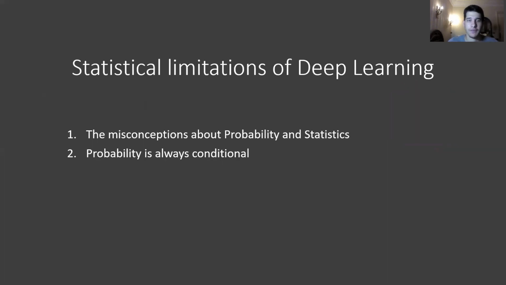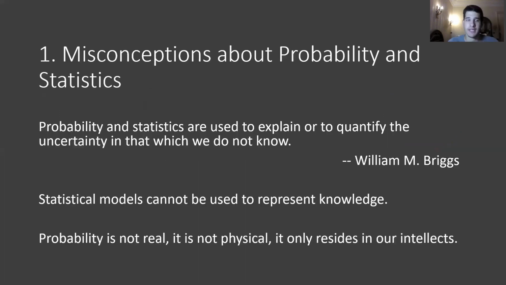So first of all, the statistical limitations of deep learning: misconceptions about probability and statistics, what is actually probability and statistics, and the axiom that probability is always conditional. So, misconceptions about probability and statistics. Probability and statistics are used to explain or to quantify the uncertainty in that which we do not know, as quoted by Dr. William Briggs. So what does that definition mean?